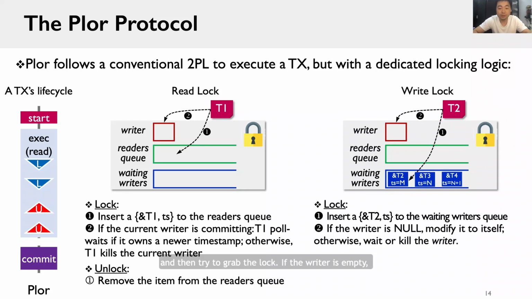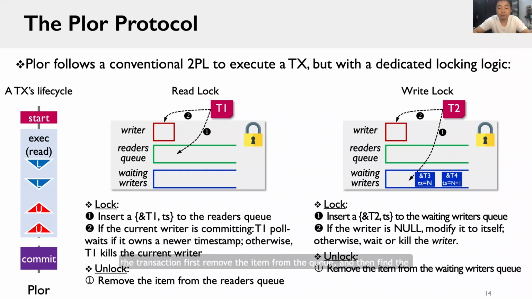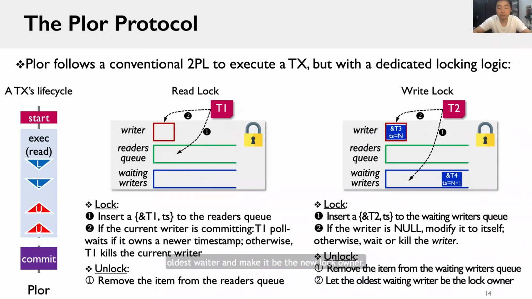If the writer is empty, it modifies this variable to itself. Otherwise, the transaction needs to wait or kill the writer, depending on their timestamps. For write and locking, the transaction first removes the item from the queue, and then finds the oldest waiter and makes it the new lock owner.